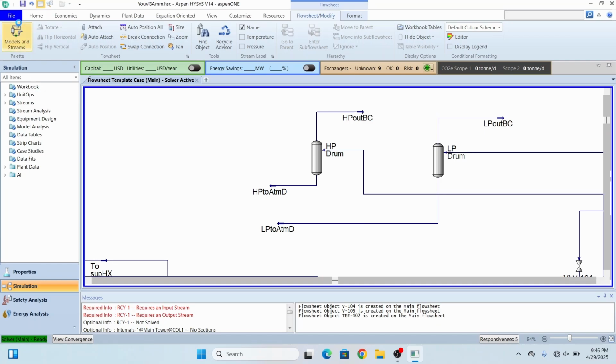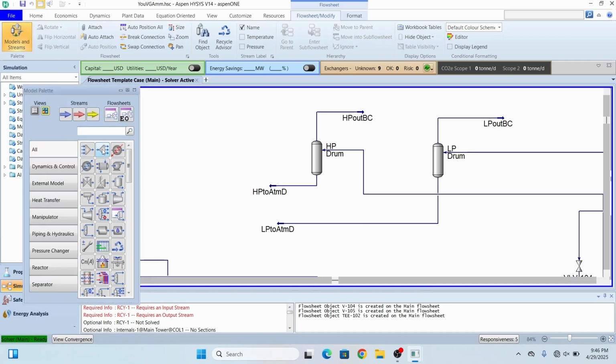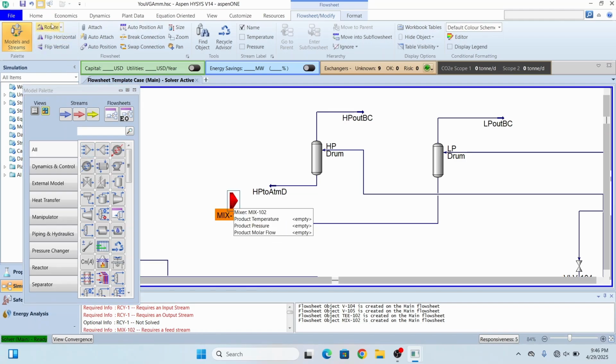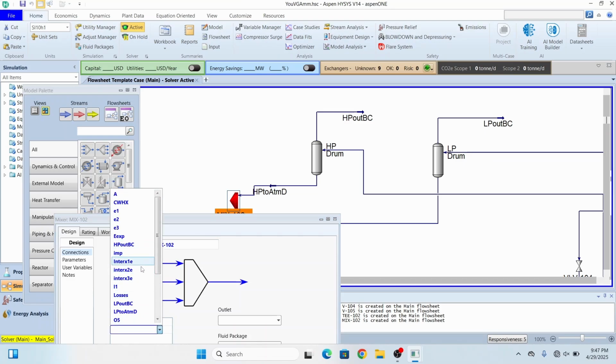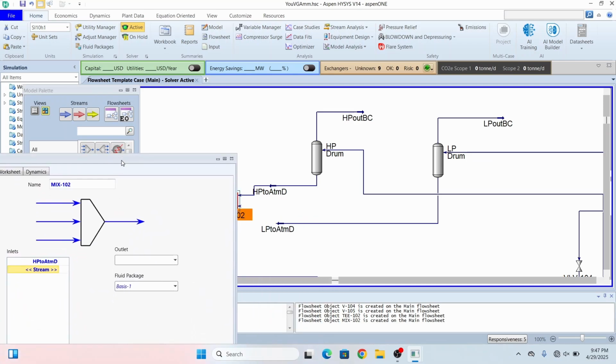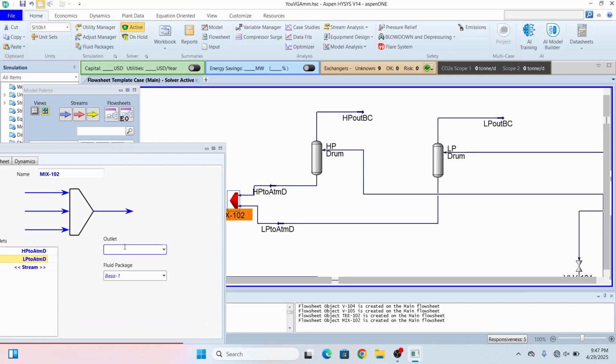Again, go to my model palette, and from here I will select a mixer. I will double click on it and rotate it horizontally. That is good. Double click on it. So now the inlets are HP to atmospheric drum and LP to atmospheric drum. For the outlet, you can write inlet to atmospheric drum.